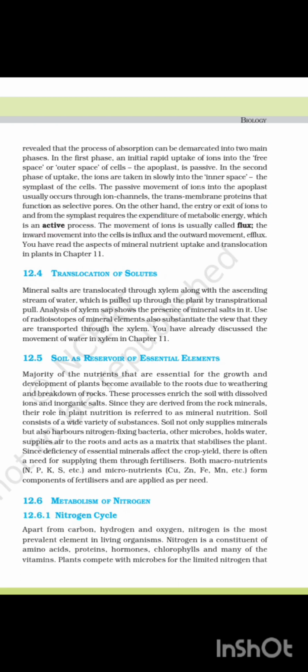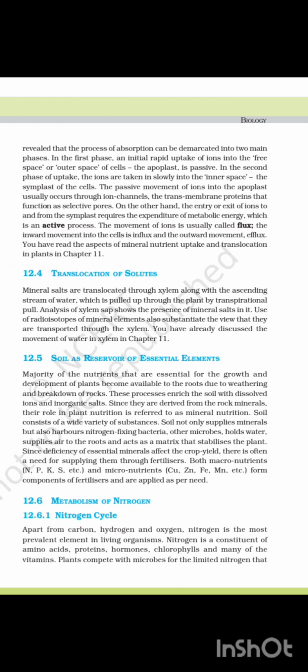The movement of ions is usually called flux. The inward movement into the cell is influx and the outward movement efflux. You have read the aspects of mineral uptake and translocation in plants in chapter 11.